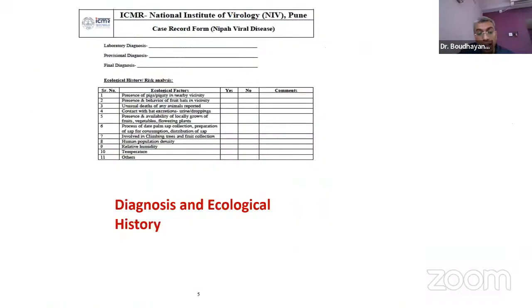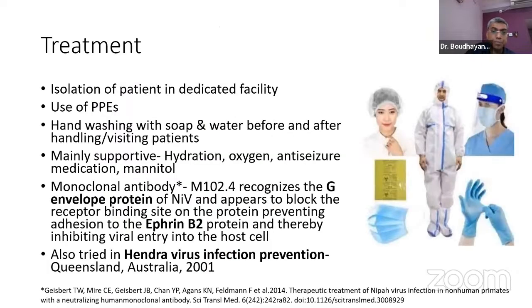And also diagnosis and ecological history, that is, whether the patient resides near pigs or a pig stream, the patient's behavior of fruit bats in the vicinity, or unusual death of an animal reported, or contact with bat excretion. It has to be recorded actually and sent to the Pune NIV.